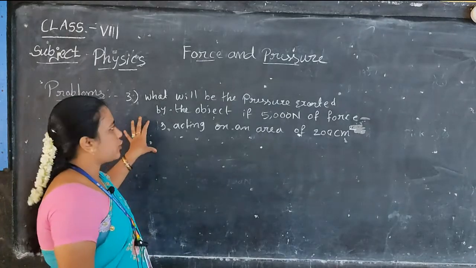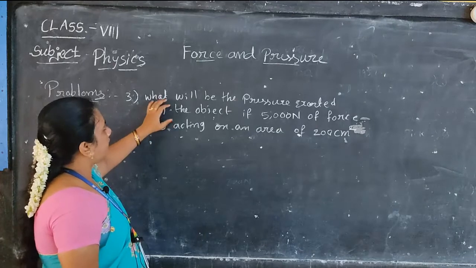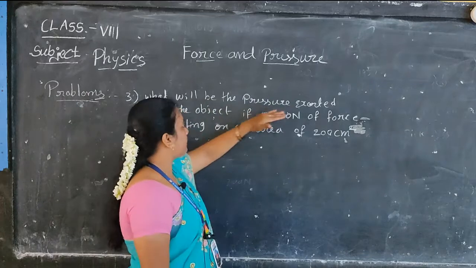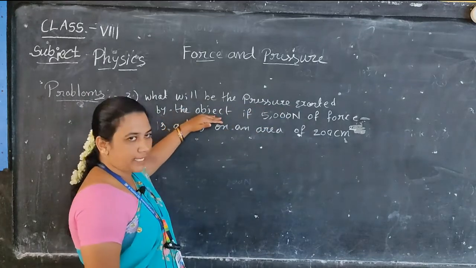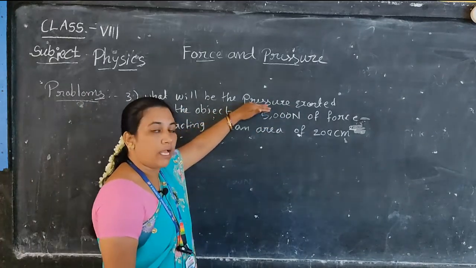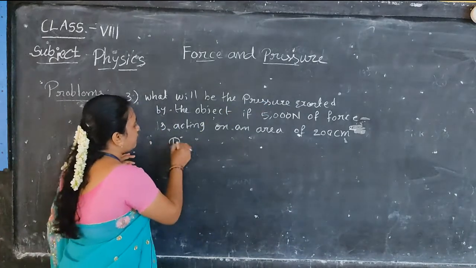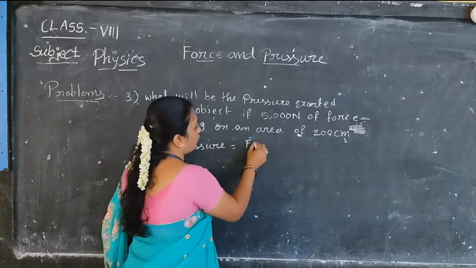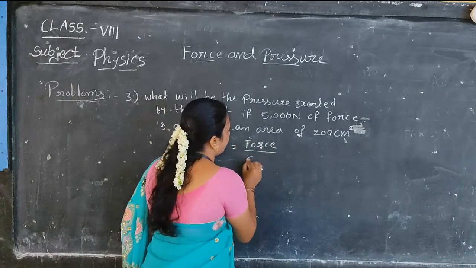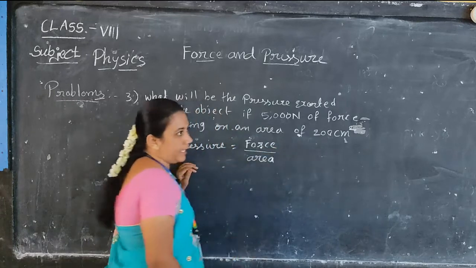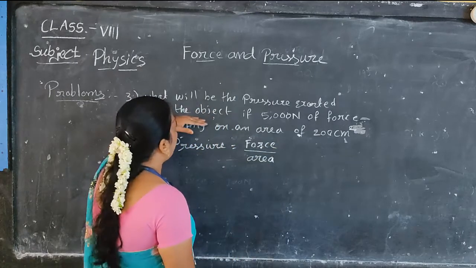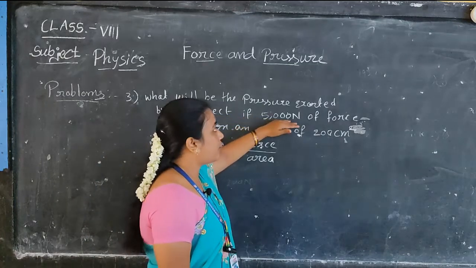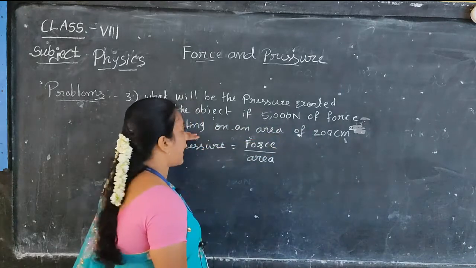Okay, coming to the next problem. Here, first read what they have given. What will be the pressure exerted by the object? So what do we want to calculate here? Pressure. So what is the formula for pressure? Pressure is equal to force by area, force by area.